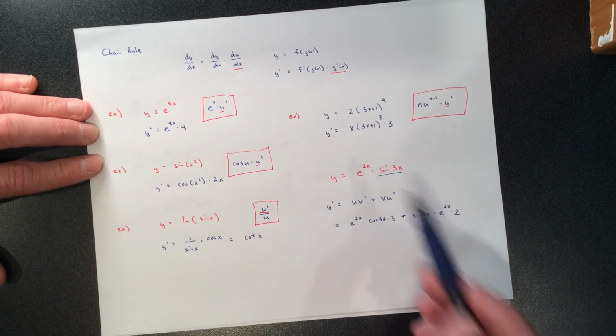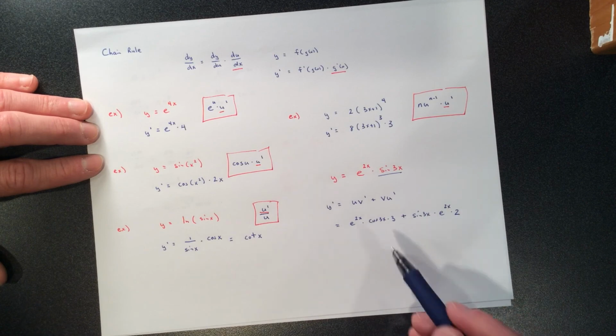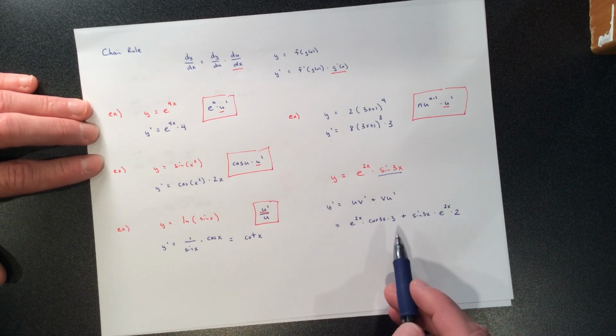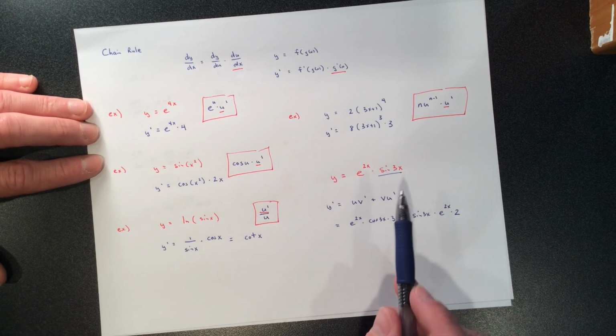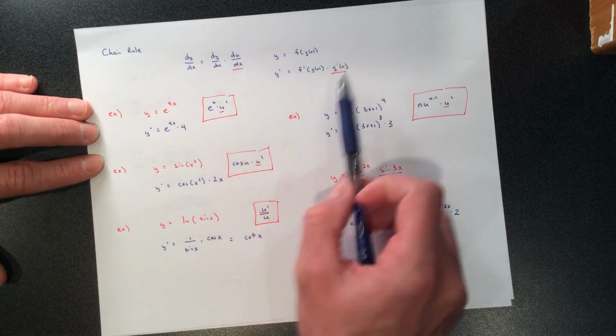So it doesn't matter if you're doing product rule or quotient rule or any other rules you're going to learn, you always have to apply the chain rule. The chain rule is how we take derivatives of composite functions.